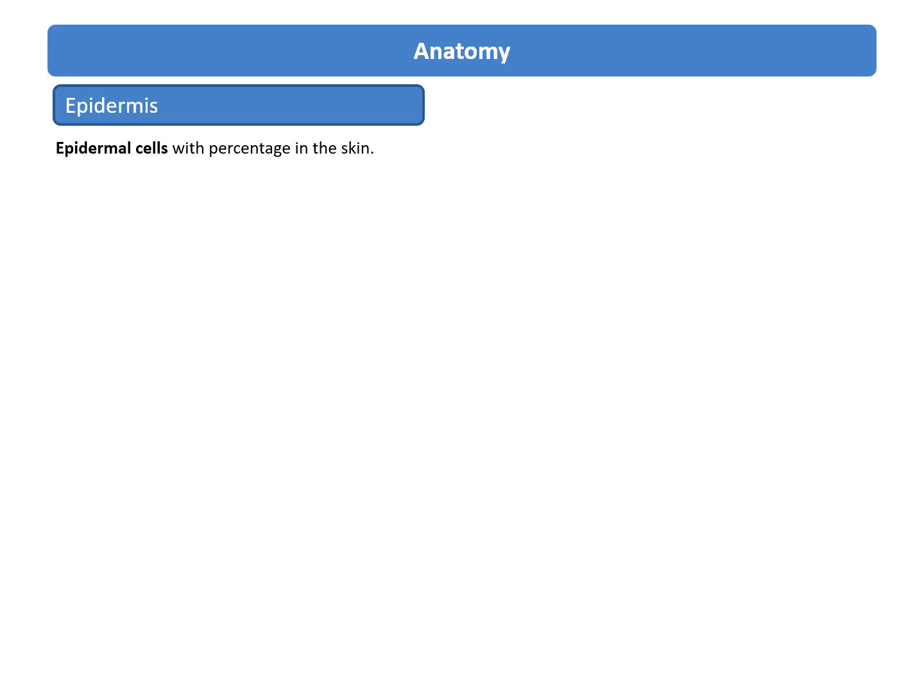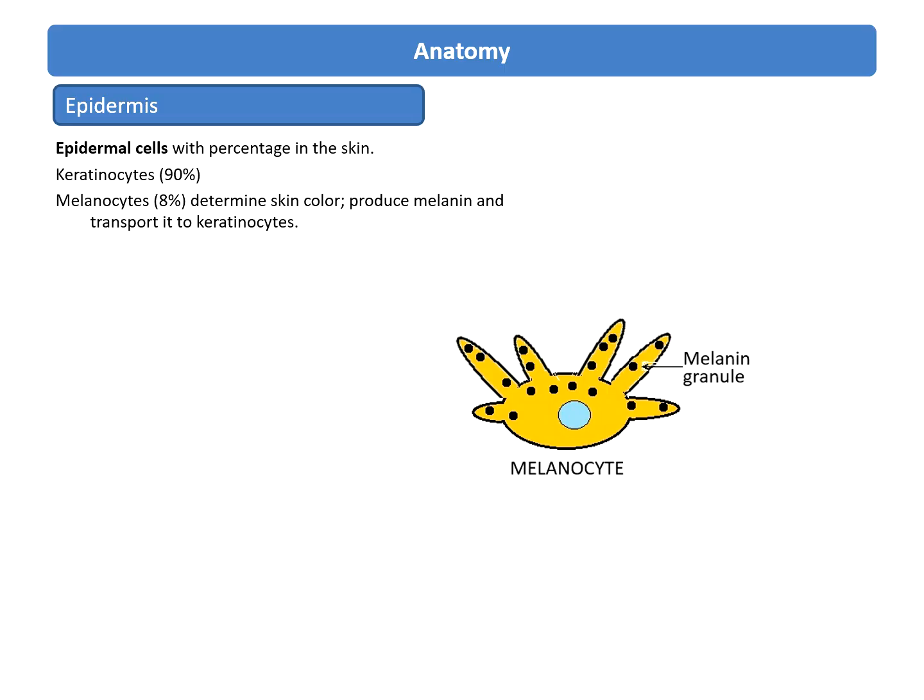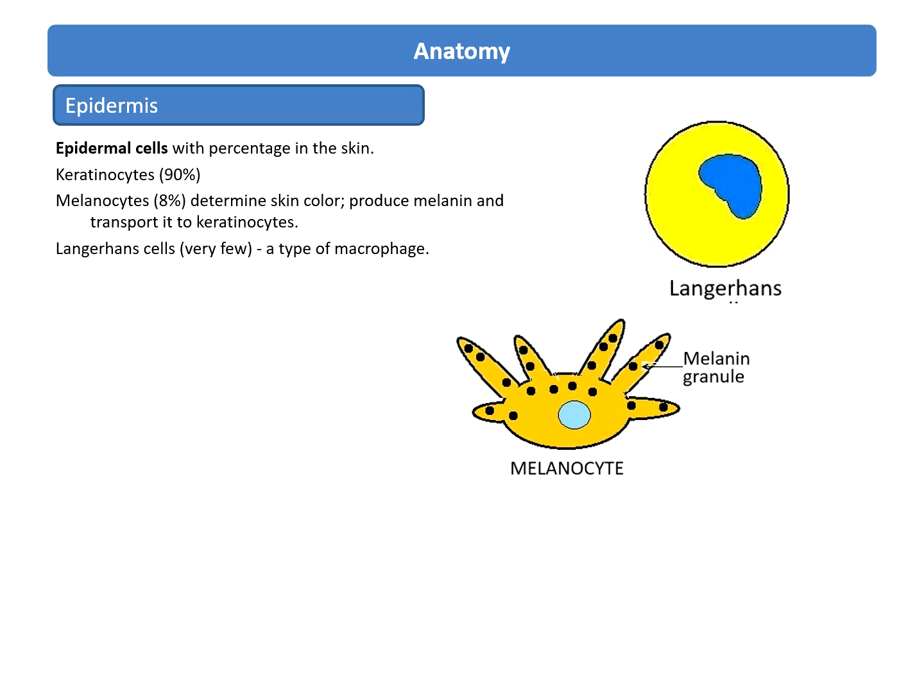Epidermal cells, with the percentage in the skin, include keratinocytes, melanocytes. About 8% of the cells are melanocytes. It determines skin color. It produces melanin and transports it to the keratinocyte. Langerhans cells, not many of these, but they are important. They're a type of macrophage, which we'll address at a later time. Tactile epithelial cells, previously called Merkel cells. Very few of them, but they're sensitive to touch.